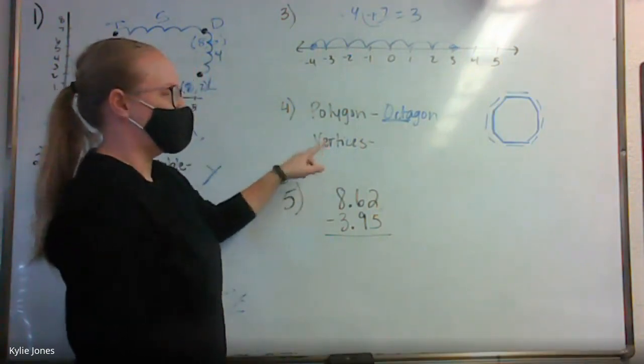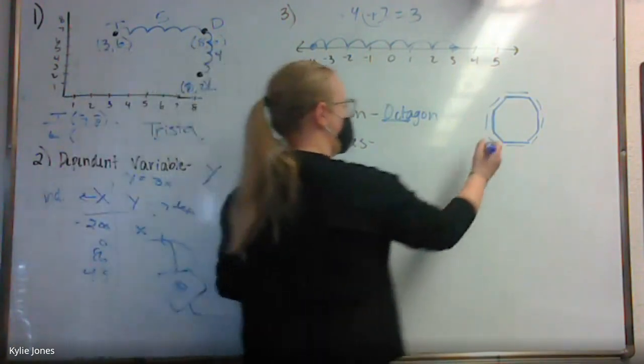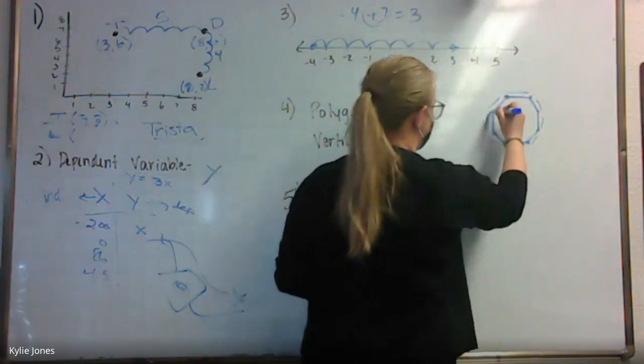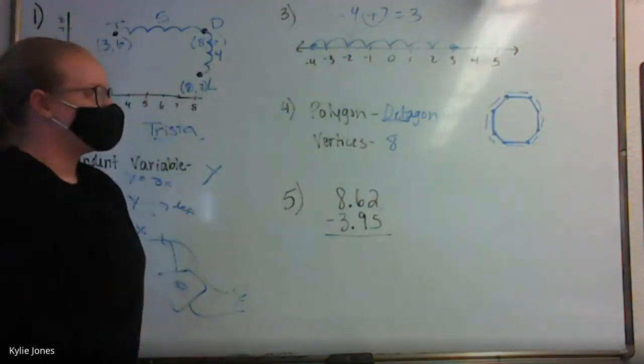Now, vertices are the corners. How many corners are on the shape? 8 again, right? 1, 2, 3, 4, 5, 6, 7, 8. 8 vertices, 8 corners. Good.